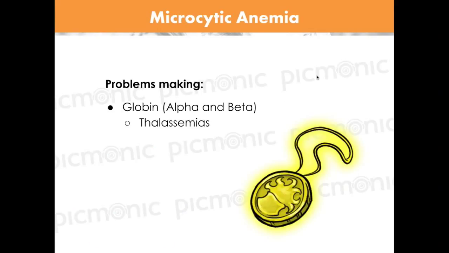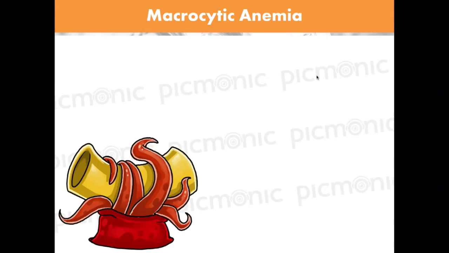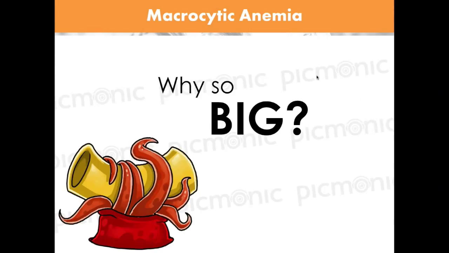And just so you know, for all the alpha and beta thalassemias, we have a lot of Picmonics on these, describing them in more detail. But just for you to remember, thalassemias are within microcytic anemias. Okay, so macrocytic. Let's go back to the big tree because I don't want you guys to get lost, okay?